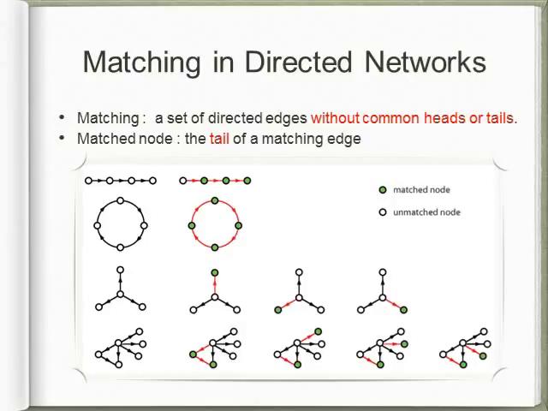If you have a directed circle, then all the edges belong to a max matching. If you have a directed star, then only one edge could belong to the max matching, because those three edges share the common head.